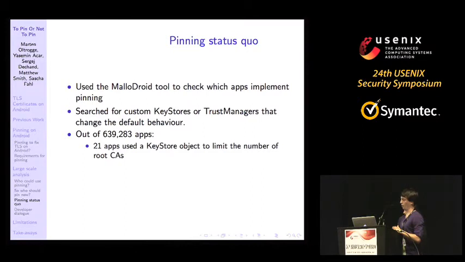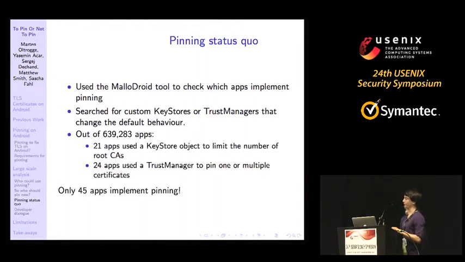Of those 21 apps, 18 apps, I think, were using CA cert, and 3 apps were using custom root CAs. And another 24 apps used a trust manager that implemented pinning. So overall we found 45 apps in 640,000 apps that currently implement pinning. So obviously there is some room left for improvement.